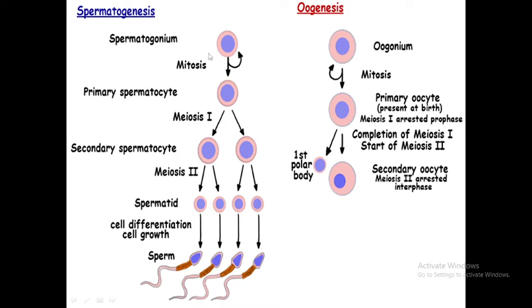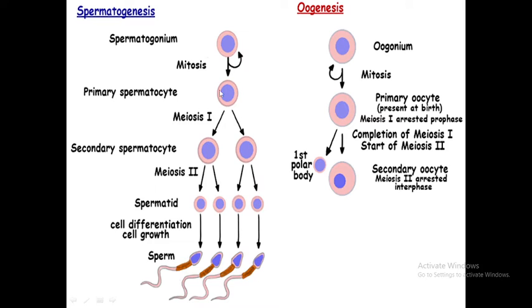So during multiplication, it will form a number of cells which look alike by the simple process of mitosis. Once it finishes, it will increase in size and enter the growth phase, and after the growth phase it will become mature, serially as shown in the picture.